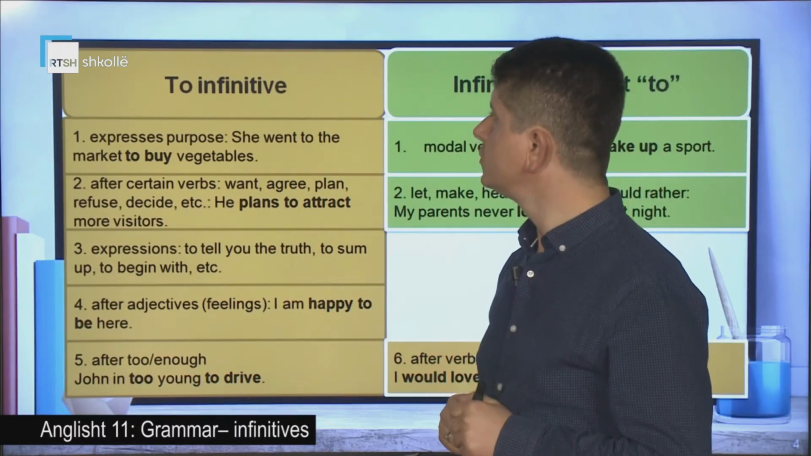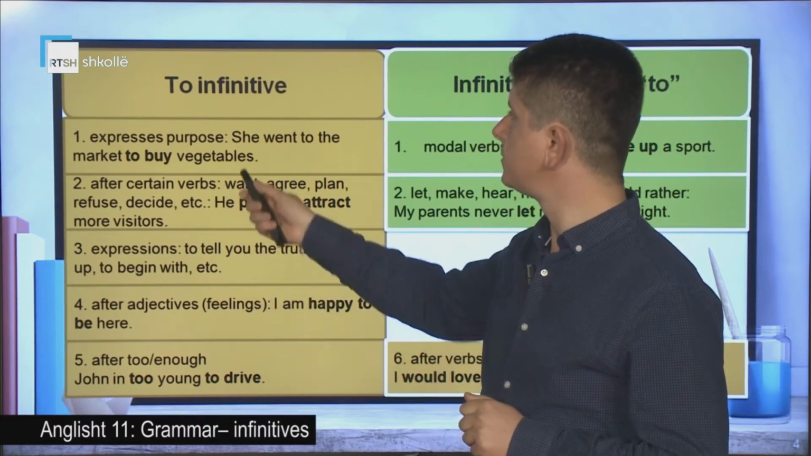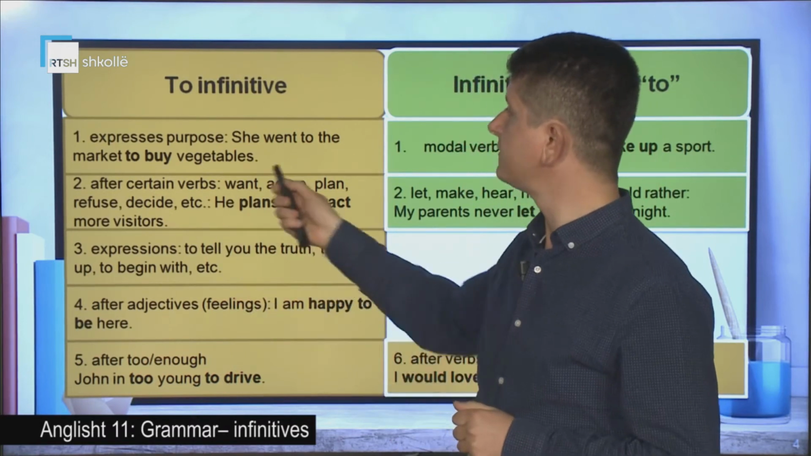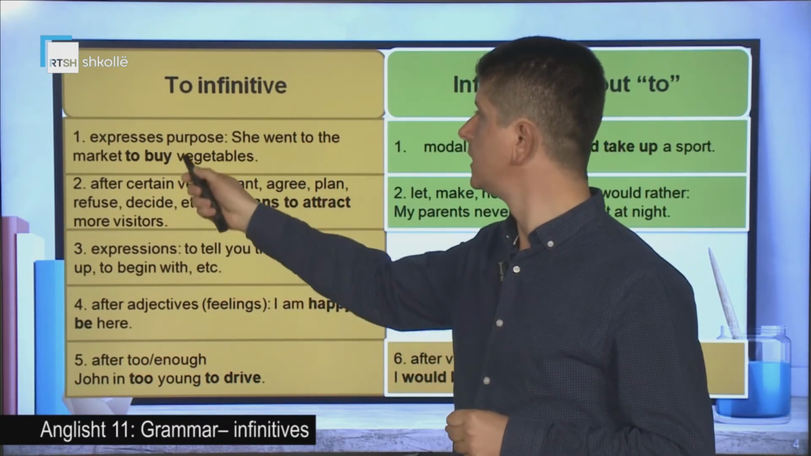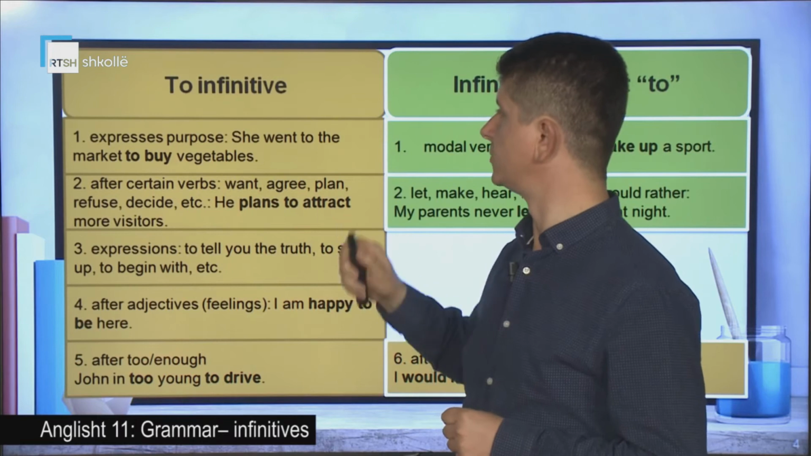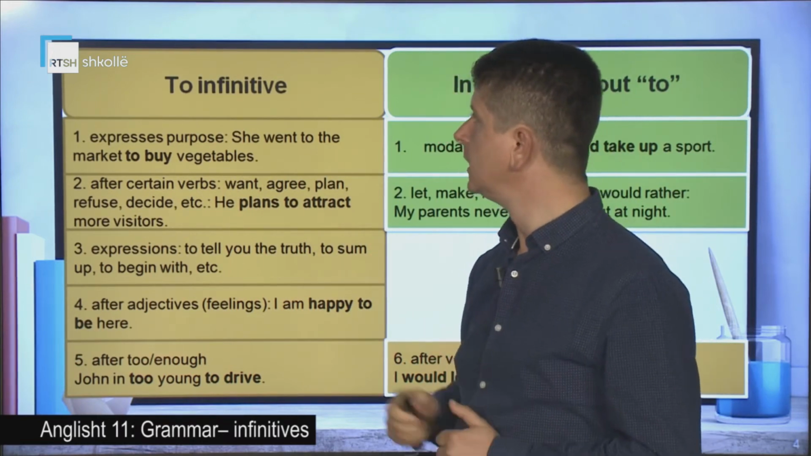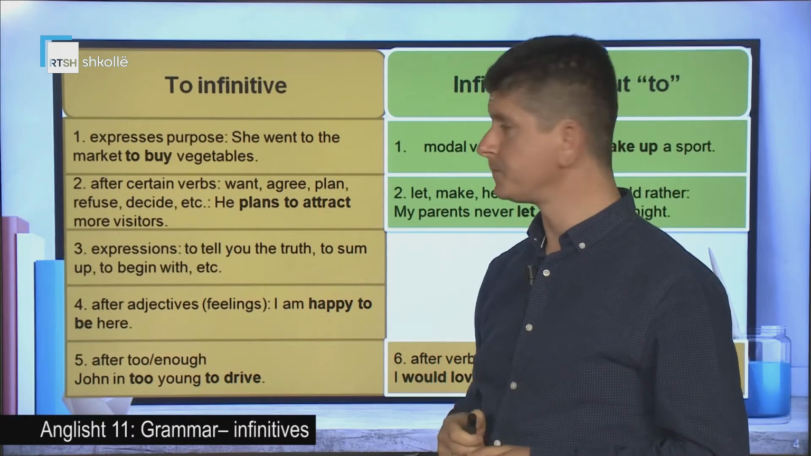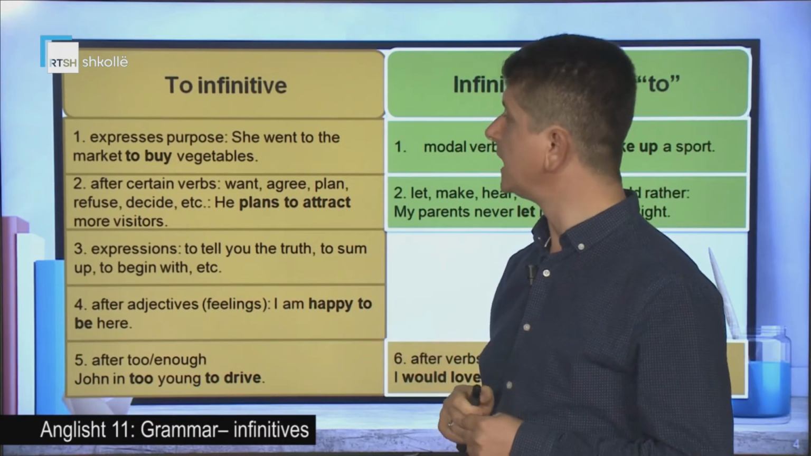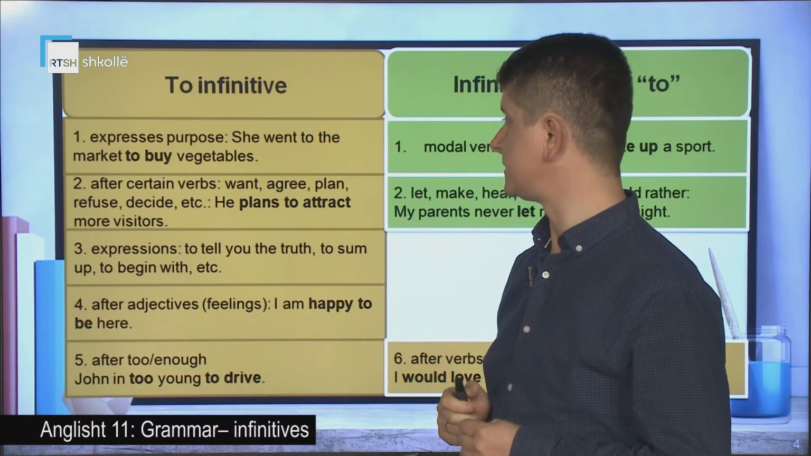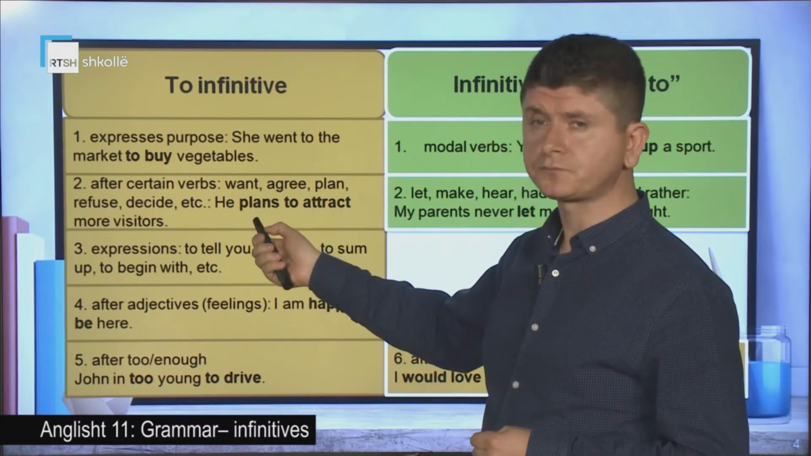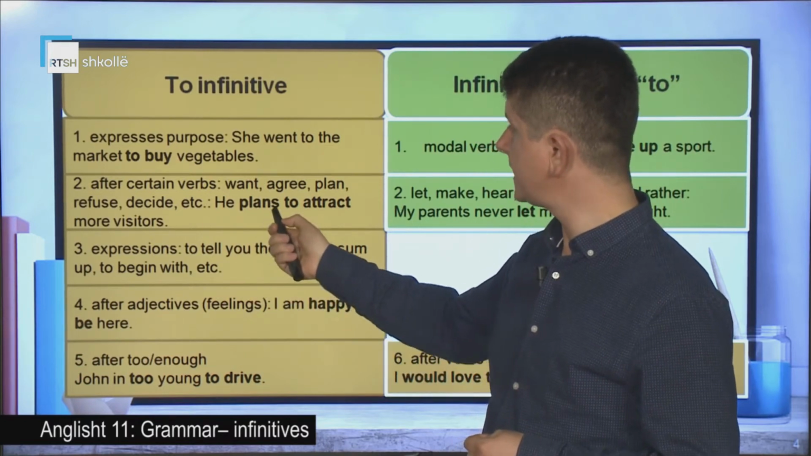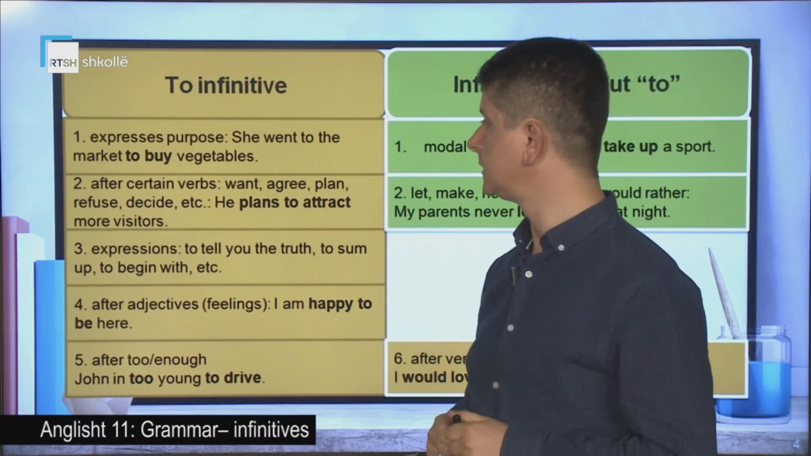Firstly, we use the to infinitive to express purpose. For example, she went to the market to buy vegetable. So this was her purpose, to buy vegetable. That's why she went to the market. Secondly, we use the to infinitive after certain verbs such as want, agree, plan, refuse, decide, etc. Example, he plans to attract more visitors. We see the verb plan and the to infinitive behind it.